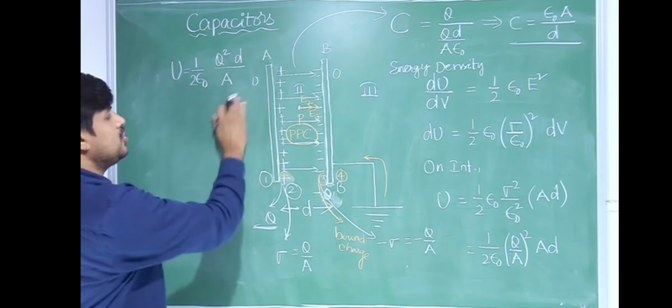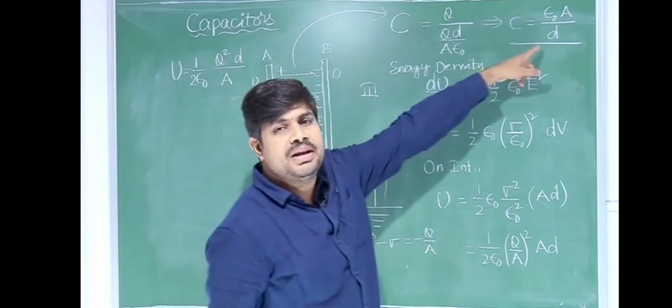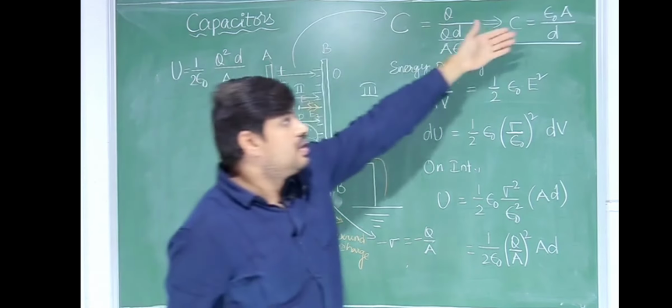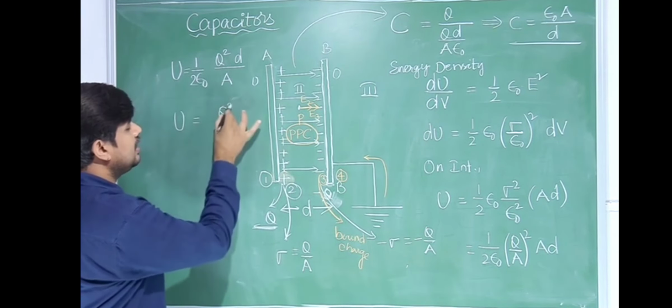Now see, you will understand. What do you see here? Epsilon naught A by d, what is epsilon naught A by d, son? It is the capacitance of a parallel plate capacitor. Now tell me, what can d upon epsilon naught A be? Epsilon naught A by d is C. So d upon epsilon naught A becomes 1/C. So U equals Q square by 2C.